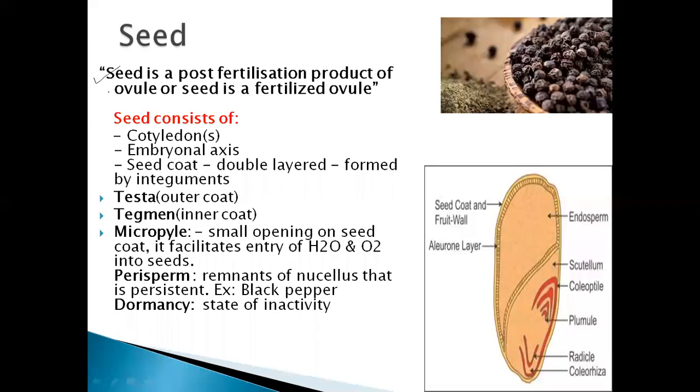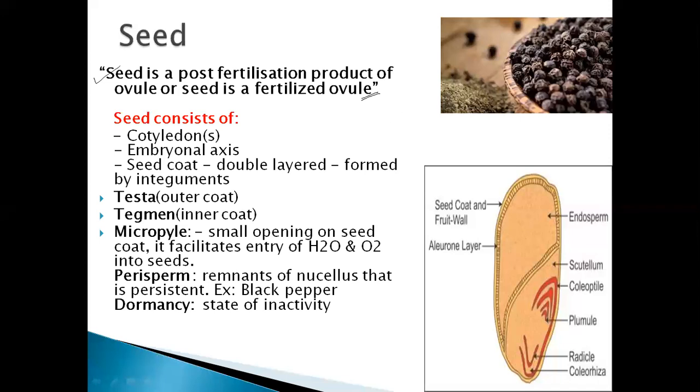The seed definition is important. So once again, I'll remind you. You remember once when we were discussing the flower and the ovules, I had explained to you that the number of the ovules in the flower decides the number of the seeds in the fruit. The example given was papaya and watermelon.